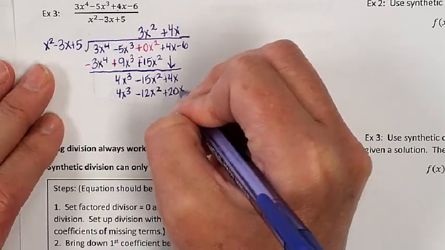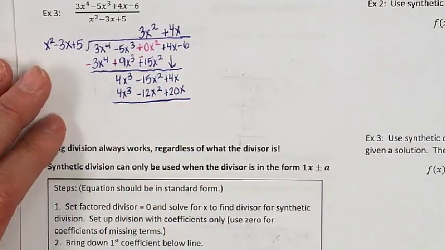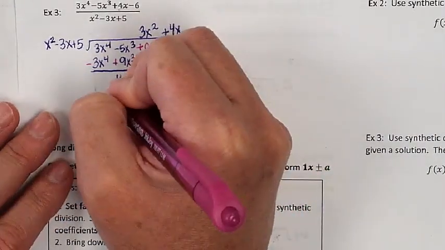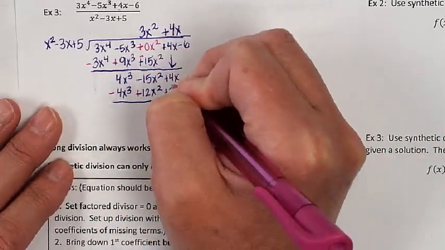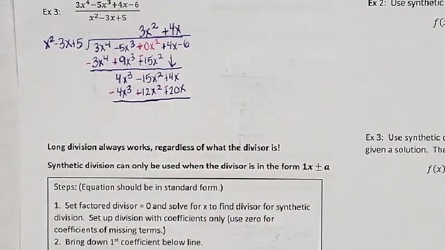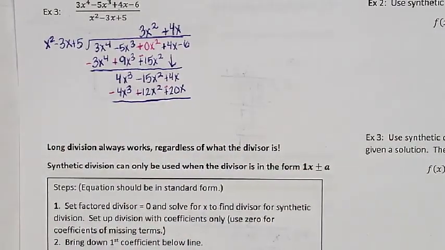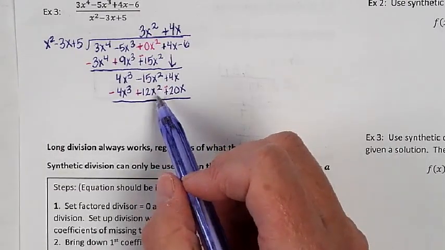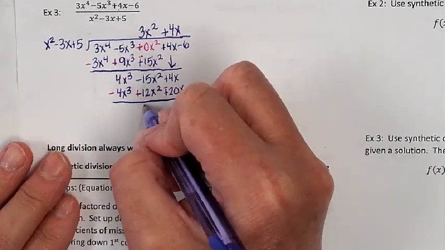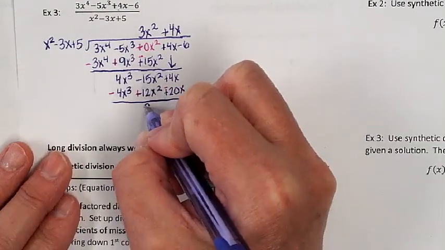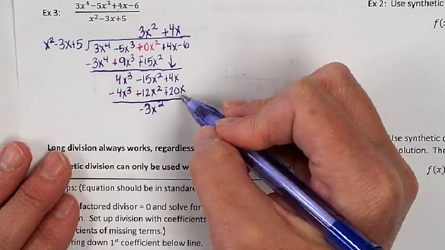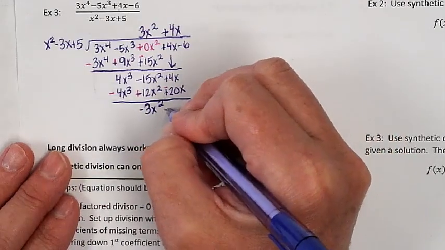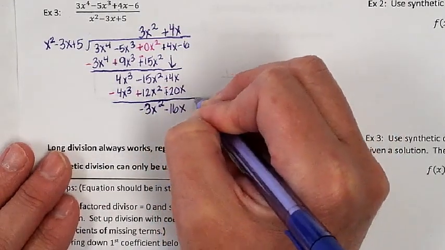So I need to subtract all that, so we're going to change the signs. So negative 4x cubed plus 12x squared, and then a minus 20x. 4x cubed minus 4x cubed cancels out. Negative 15x squared plus 12x squared gives me a negative 3x squared. 4x minus 20x is a minus 16x. And we still have the minus 6 that we can bring down.